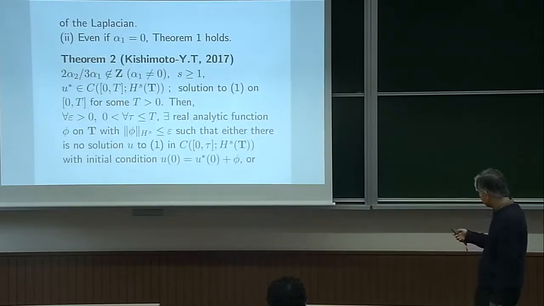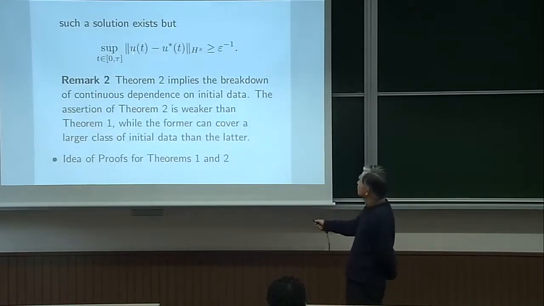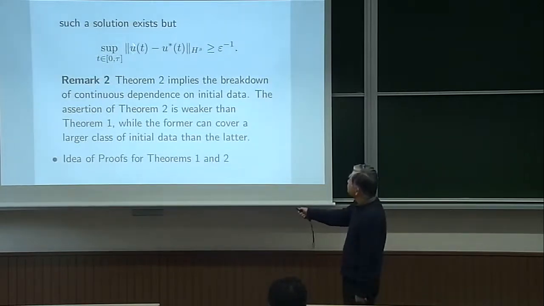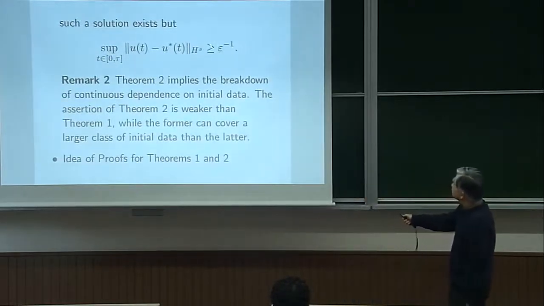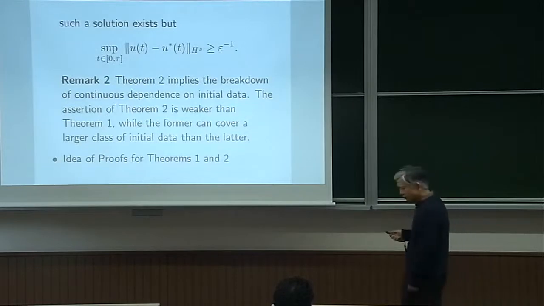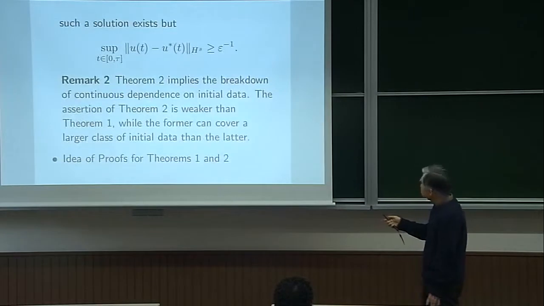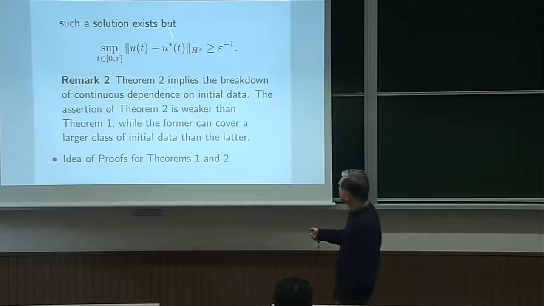So phi is a perturbation. Or such a solution exists, but this inequality holds: the supremum over T in 0, tau of the HS norm of U of T minus U star of T is larger than epsilon to the minus 1. So this kind of claim is often called inflation, norm inflation.